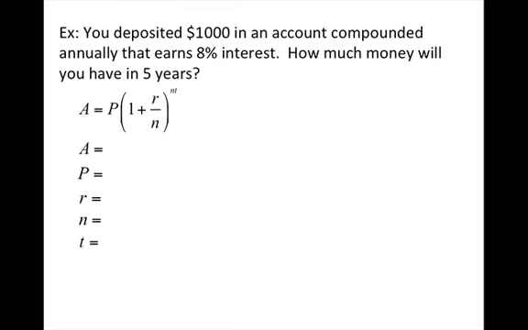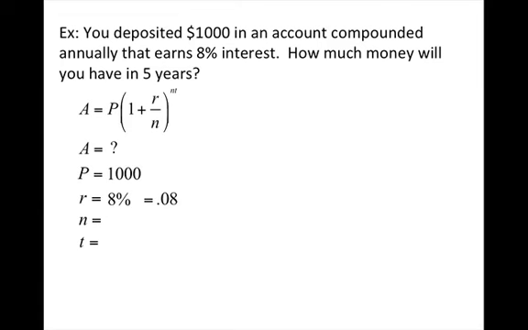So my variables are A, P, R, N, and T. A is the final amount, and that's what I'm looking for. P is my principal, that's the $1,000 that I initially invest. R is my interest rate, that's 8%. If I divide that by 100, I get 0.08.